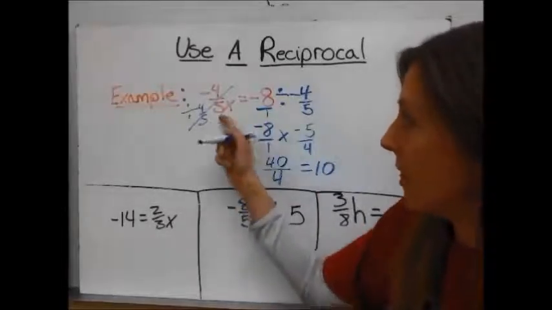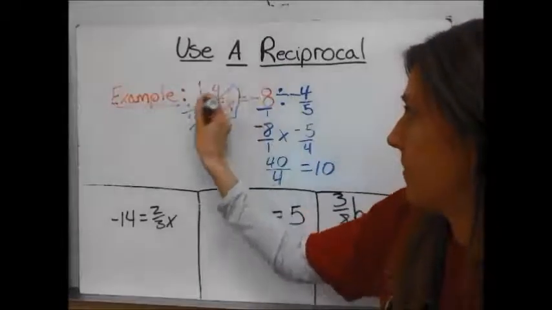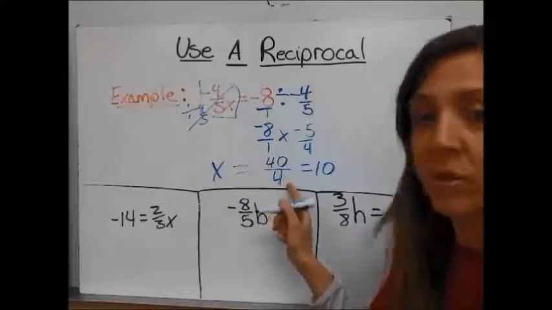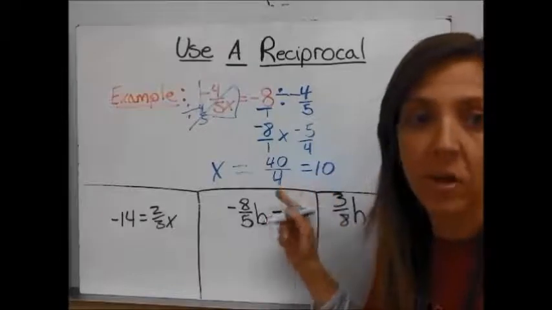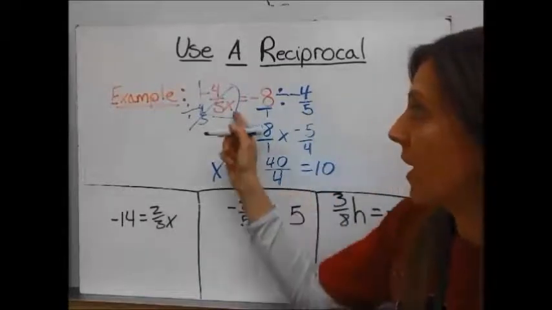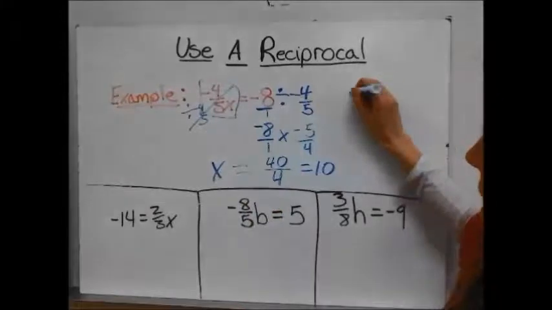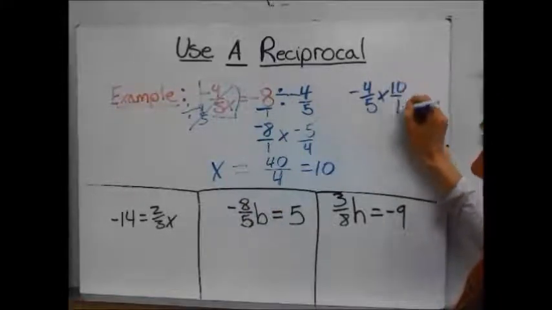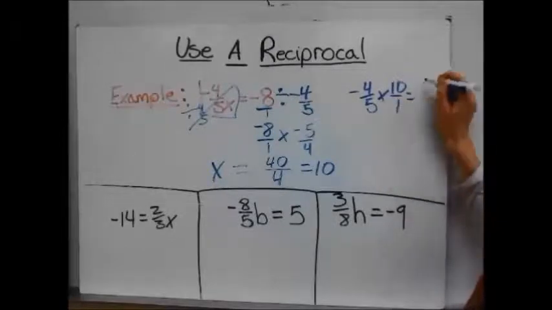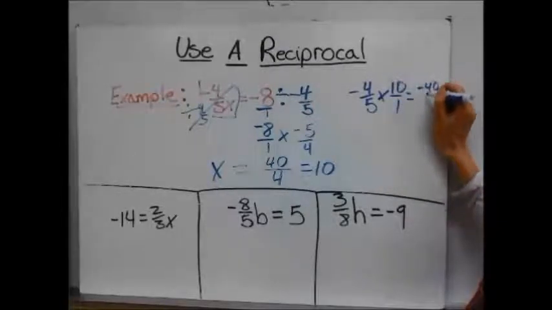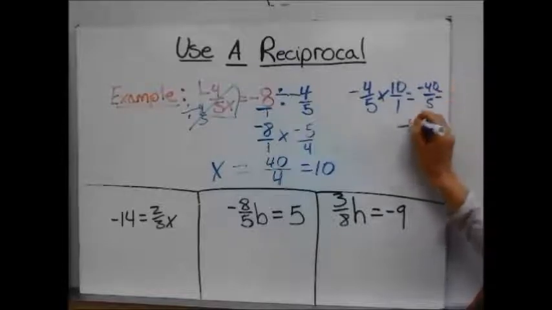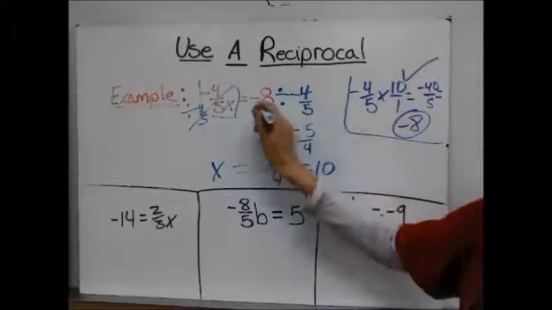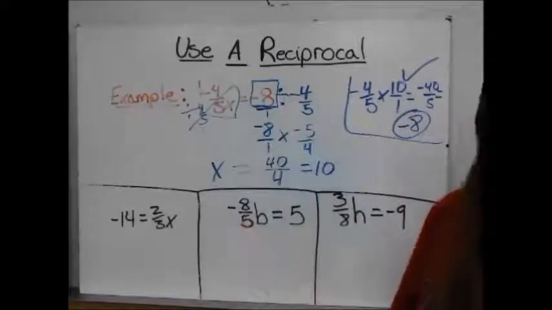And so on the left side of my equation, I still have x. x is equal to 40/4, which is equal to 10. So x equals 10. If I plug in 10 for x up here, I get negative 4/5 times 10, which equals negative 40/5, which equals negative 8. So it checks out, and my answer does come out to be a negative 8.